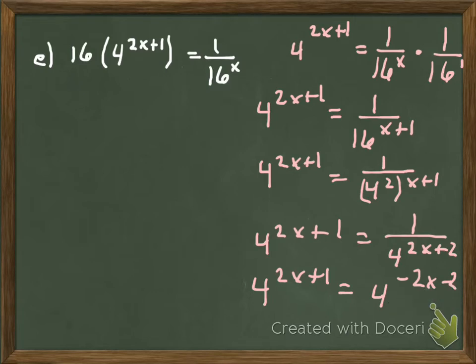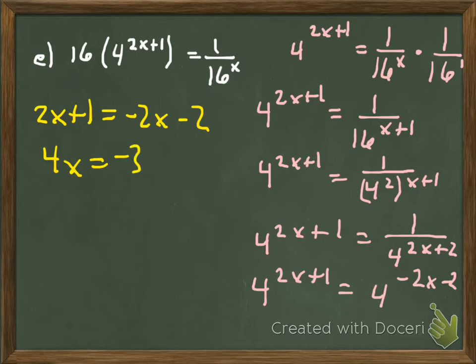Alright, now I'll work over to the left here. We can, of course, set the exponents equal to one another now. So 2x plus 1 equals negative 2x minus 2. So 4x would equal negative 3, and x would equal negative 3/4.